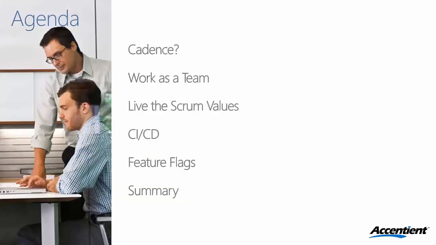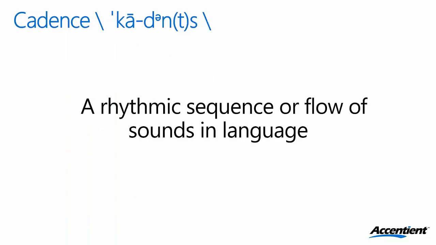So our agenda: what is this thing called Cadence? We've probably heard of it before, but how does it apply to software development? And then getting right into working as a team, living the Scrum values, which honestly is what makes teamwork work and the Scrum framework work, are the values themselves. They never really get discussed, so I thought we'd spend just a moment on them. And then yes, we'll get into the geeky tools, the continuous integration tools, continuous delivery tools, and show how we can maybe have some courage in delivering to production through the use of feature flags. So let's get right into it here.